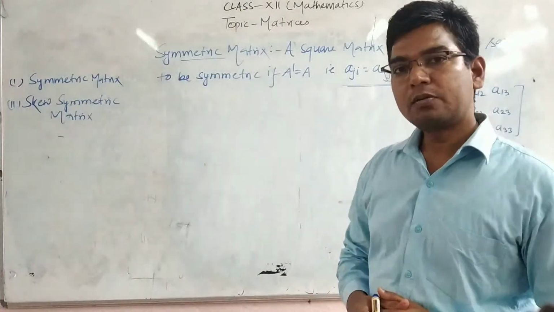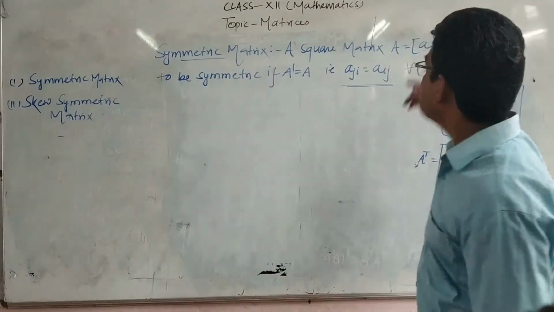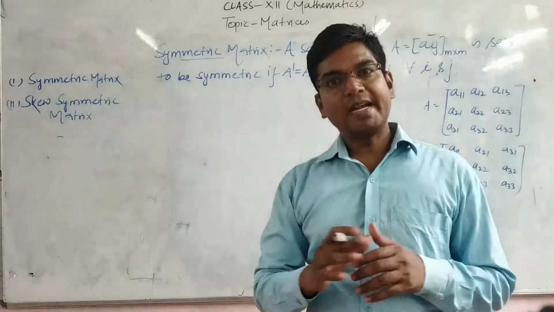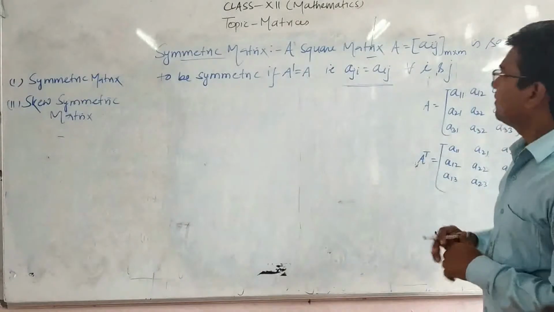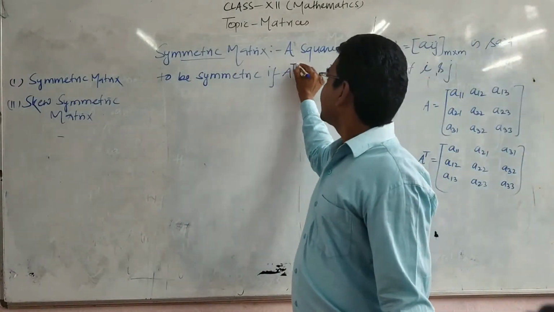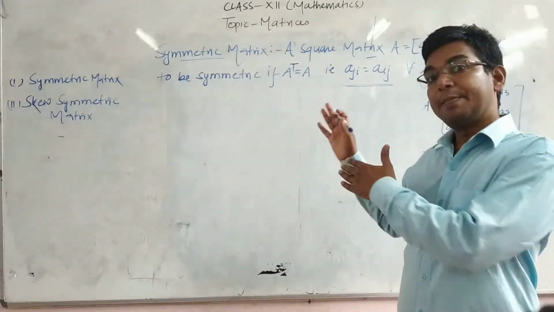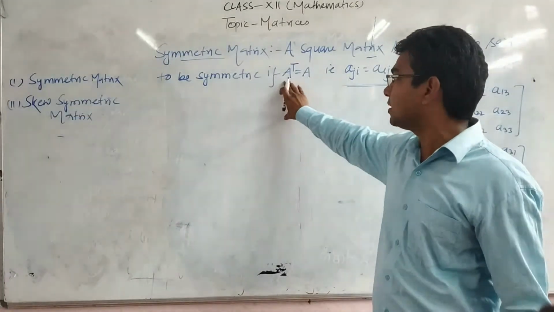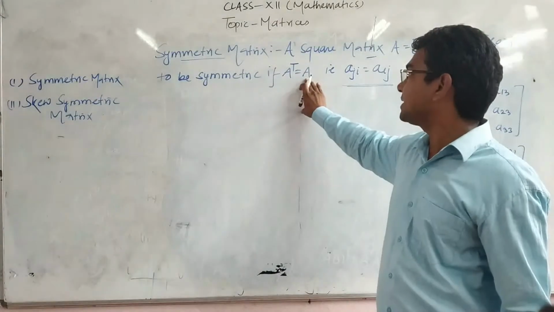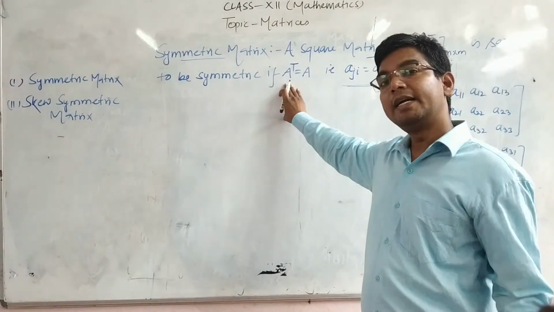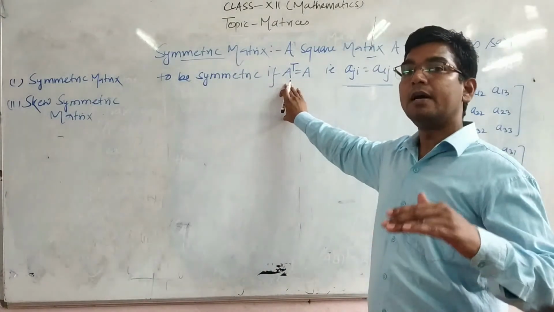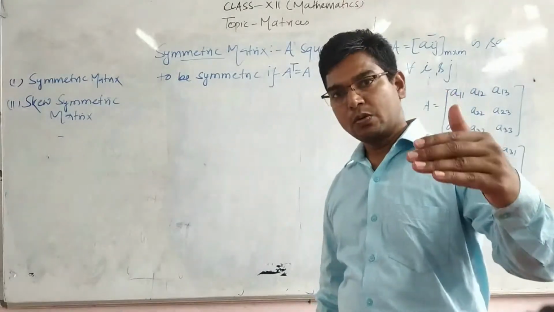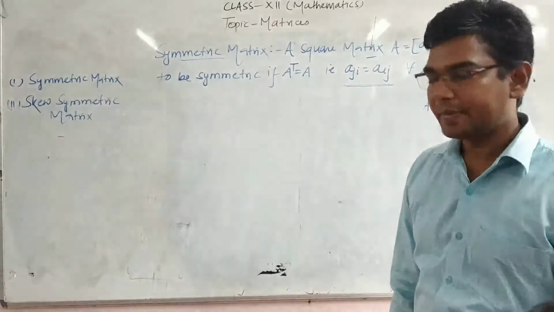So let us talk about the symmetric matrix. A square matrix of order n is said to be a symmetric matrix if after taking the transpose, the matrix remains the same. If you take the transpose of that particular matrix, the original matrix and the matrix obtained by taking the transpose will remain the same. Such a type of matrix is called a symmetric matrix.